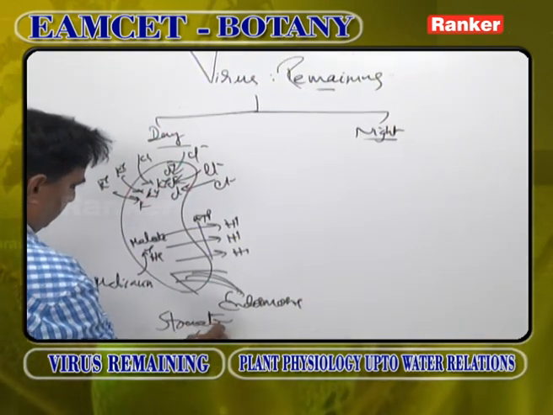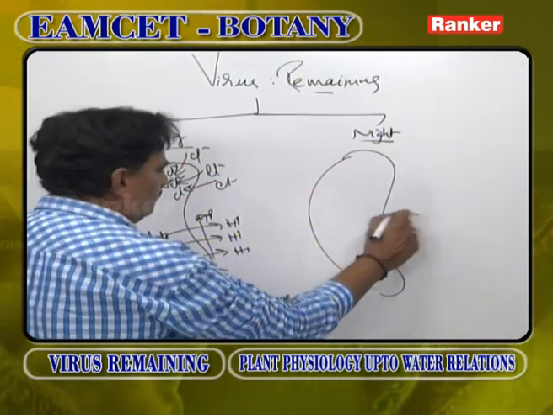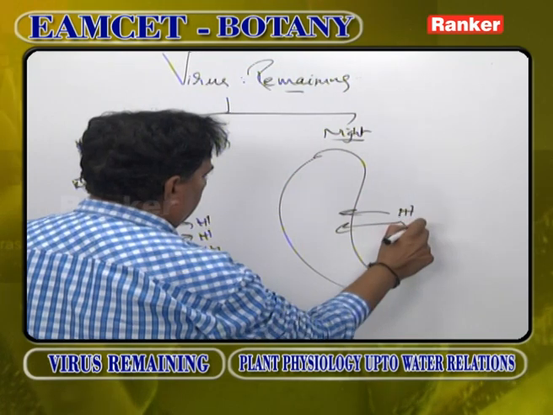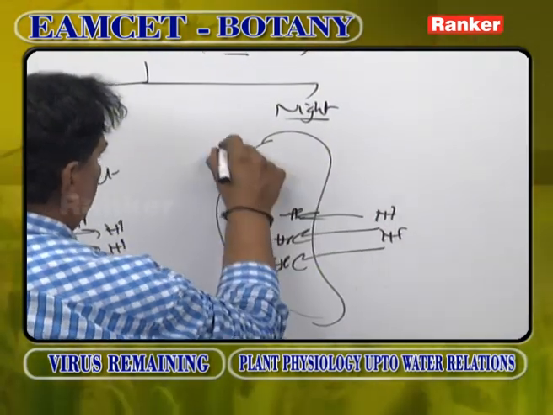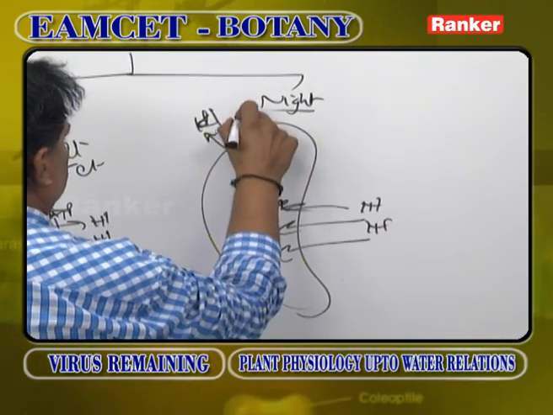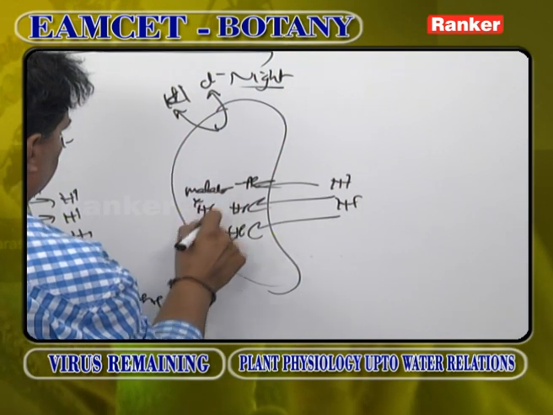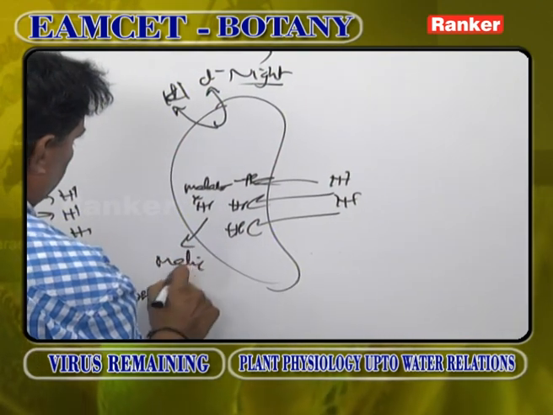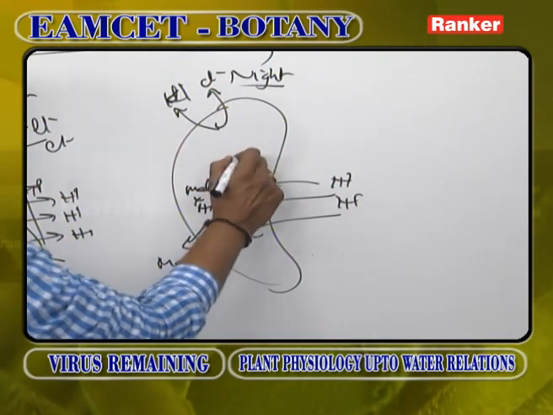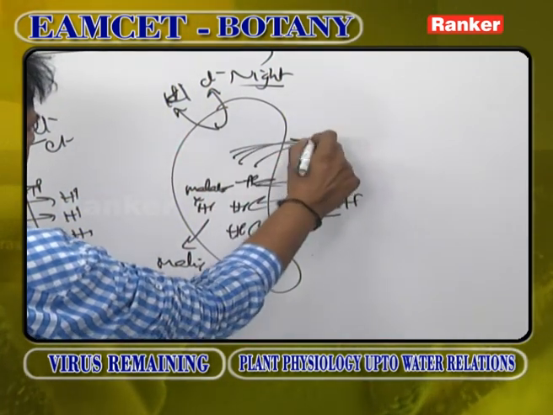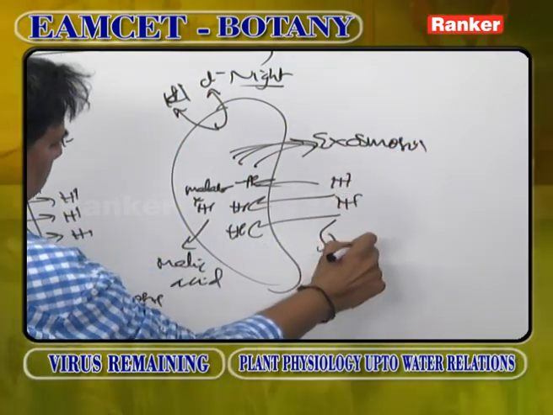This happens during daytimes. In the night times, what happens? Whatever protons moved outside now enter the guard cells. Because of that, K plus and Cl minus move out. Malate combines with H plus and forms malic acid, which moves out of the guard cells into the surrounding cells. Concentration decreases, water moves out of the guard cells, exosmosis occurs and stomata closes.